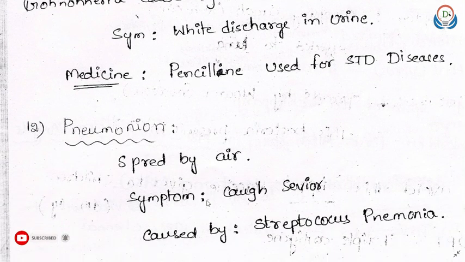Pneumonia. Pneumonia is spread by air. What are the symptoms that can be seen in pneumonia? It's a cough, but not a normal cough. We get a severe cough, caused by Streptococcus pneumoniae.